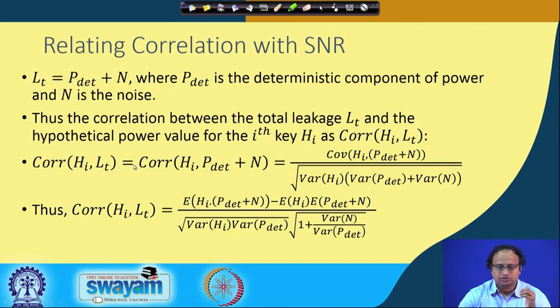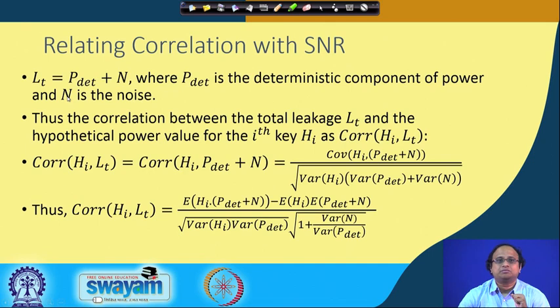So now you can actually do interesting manipulations once you have defined this SNR. For example, as we were seeing, we were calculating the correlation for doing a DPA. Now we can try to relate this correlation metric with the SNR. So let us see how we can do it.